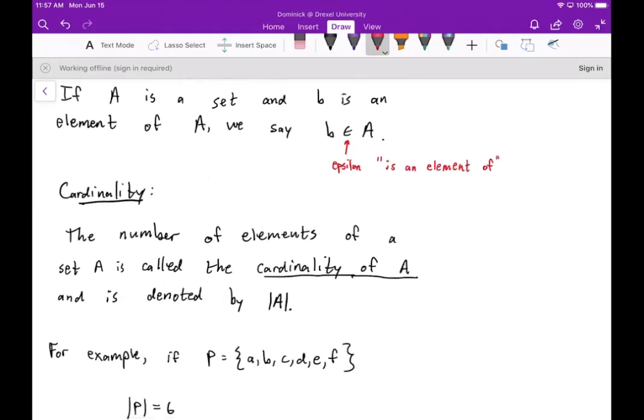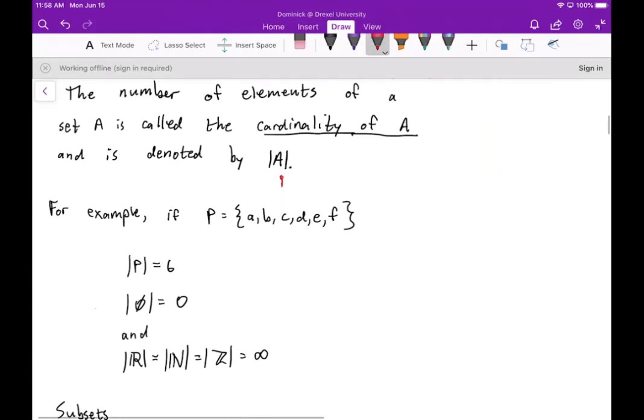Now, the next concept that we'll talk about in regards to sets is the idea of cardinality. The number of elements of a set A is what we call the cardinality of A, right? And we usually denote that by the absolute value symbol around our set. So you can think of it like absolute value of A, but when we have a set on the inside of those absolute value signs, we just mean how many elements there are. So for example, if we let capital P be the set A, B, C, D, E, and F, then the cardinality of P would be 6. Of course, the cardinality of the empty set would be 0 because there are no elements in the empty set.